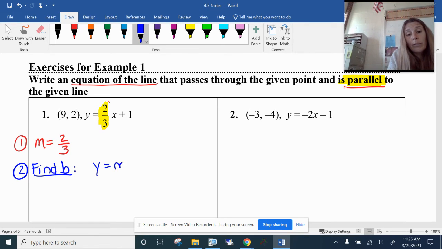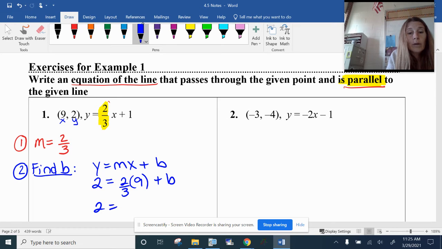So if I'm finding b, I'm using the slope-intercept form, and I'm going to use 9 for my x and 2 for my y. So 2 equals 2/3 times 9 plus b. When I multiply here, I end up with 6 plus b.